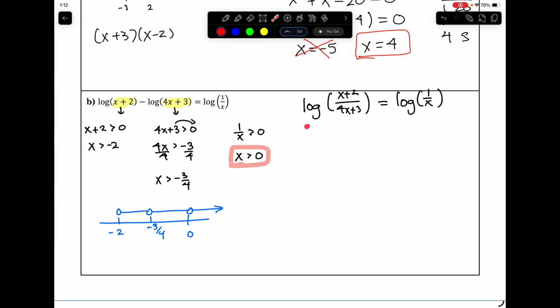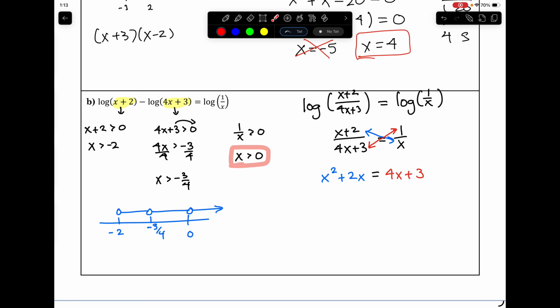Now, going back to our equation, how do we solve this? Well, first, we drop the logs. Since we have the same log on both sides, (x + 2) divided by (4x + 3) equals 1 over x. To solve this requires us to use cross multiplication. I'm going to start by multiplying these two things together, which is x squared plus 2x, distributing the x, and then multiplying these two things together, which is 4x plus 3.